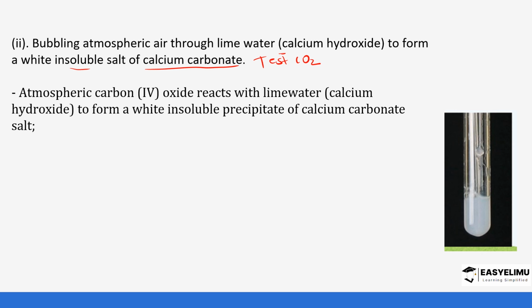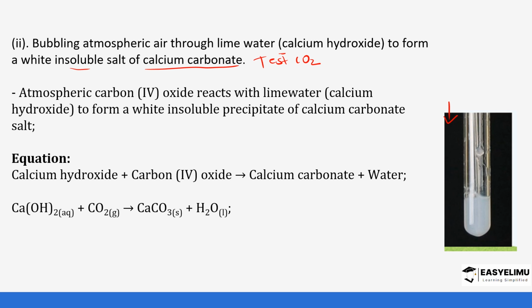So if the atmospheric carbon dioxide reacts with lime water as shown in the image, there is going to form a white precipitate. So if we look at the equation for the formation of the white precipitate, the calcium hydroxide reacts with carbon dioxide to form calcium carbonate and water. And this is the equation. You can see how we write calcium carbonate.